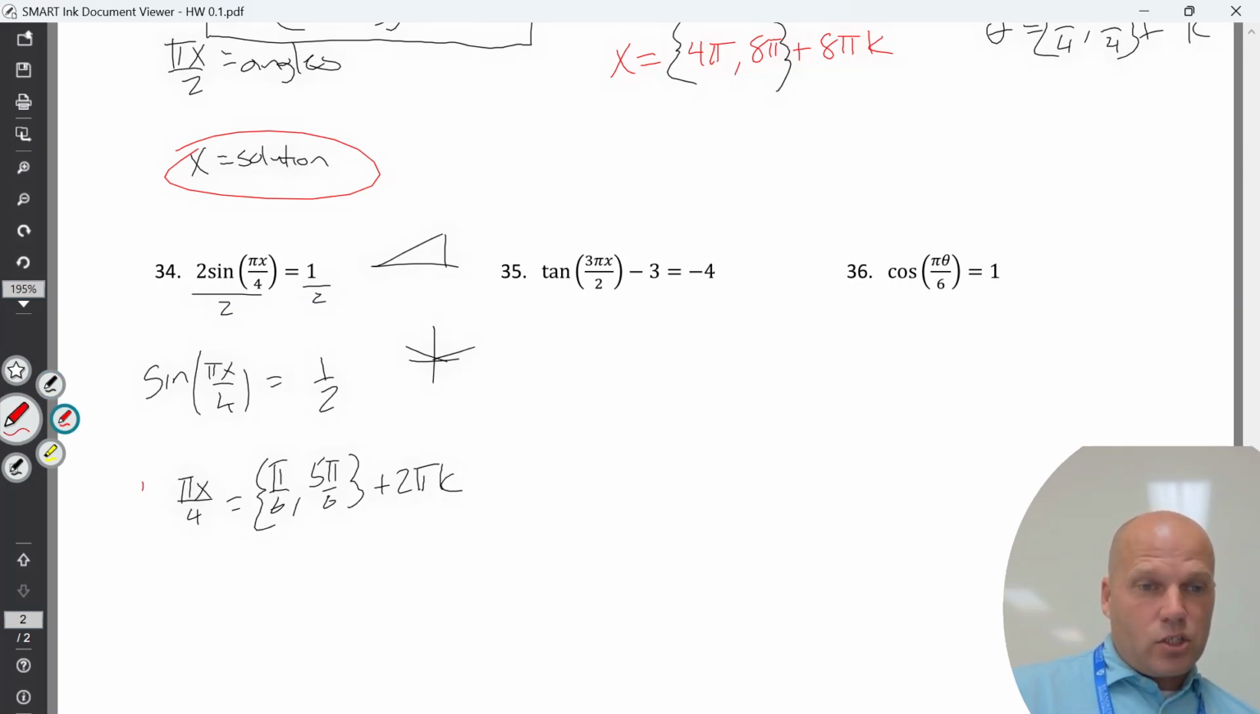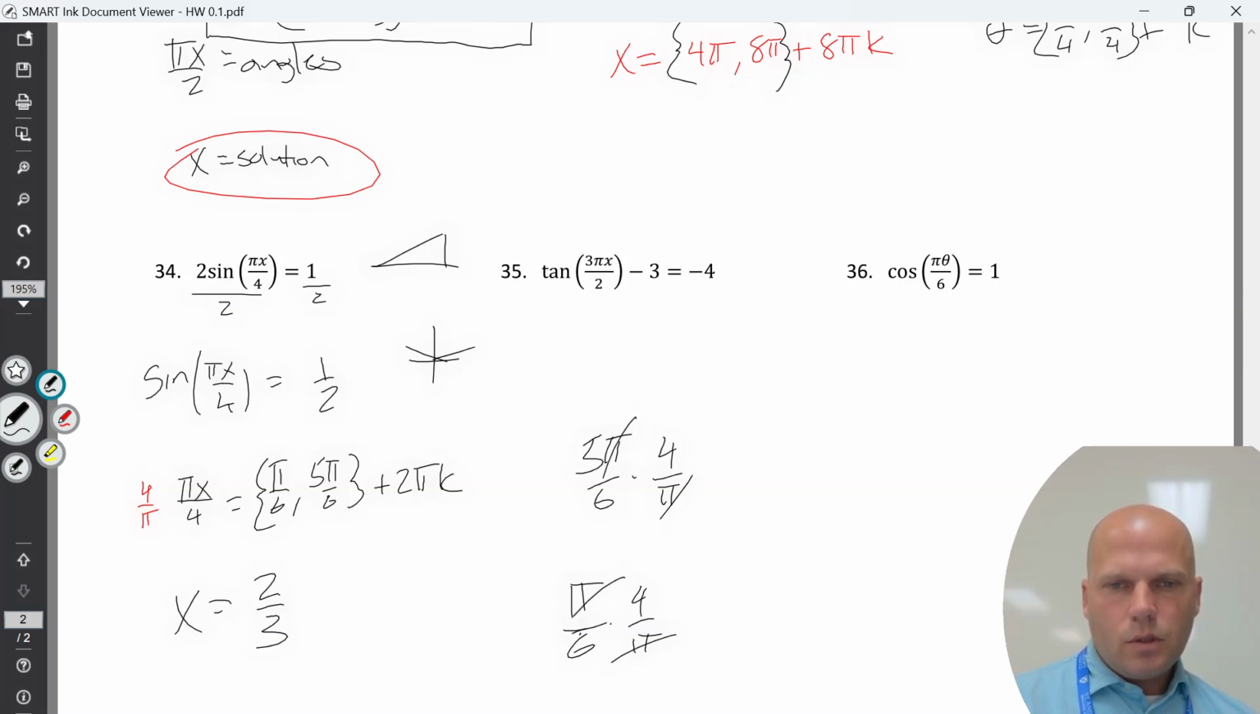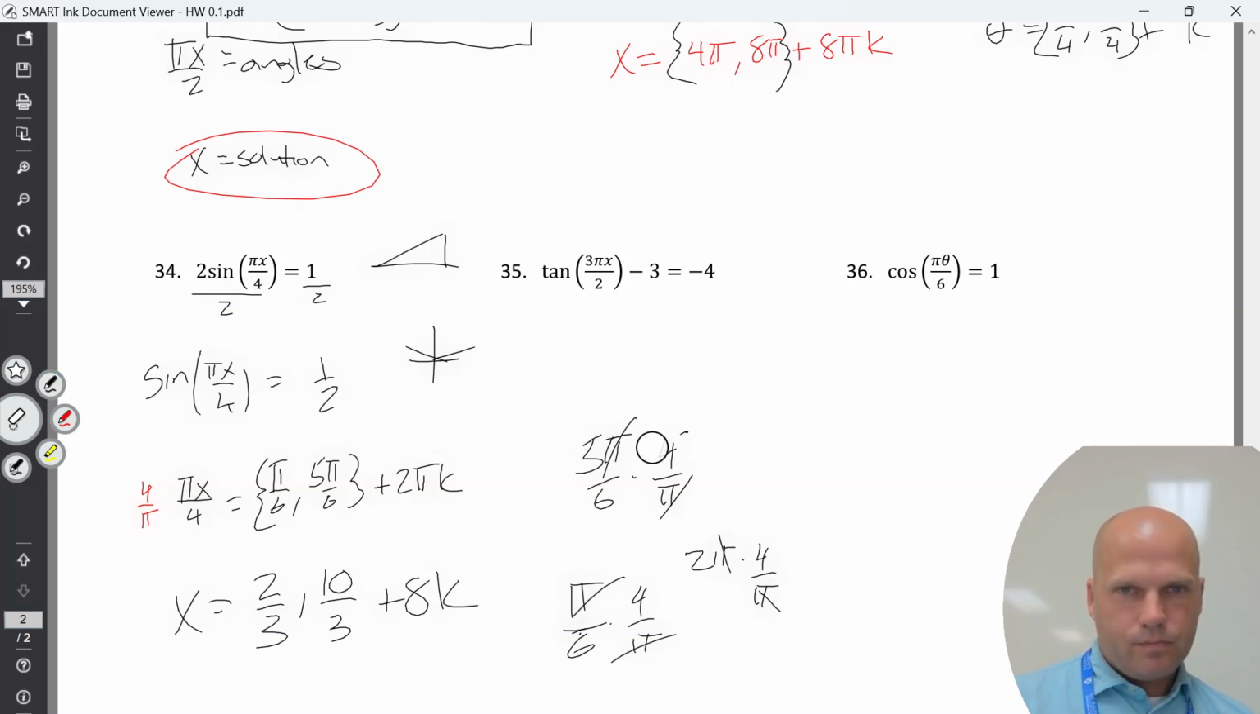To solve for my solutions, I'll multiply everything by 4 over pi. What is pi over 6 times 4 over pi? Well, the pi's will cancel. I can divide the top and bottom by 2 to get 2/3. What is 5 pi over 6 times 4 over pi? I'm rushing now because I have to go to senior breakfast. Pi's cancel. 2/3 times 5, so it's going to be 10/3. 2 pi times 4 over pi. Pi's cancel. This becomes 8. Cool.